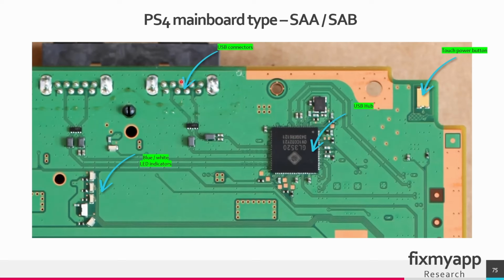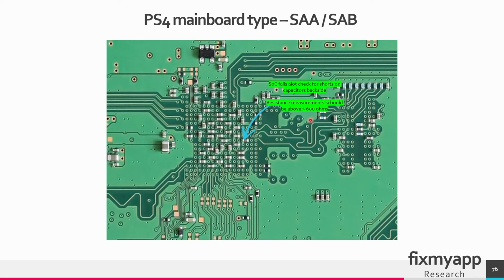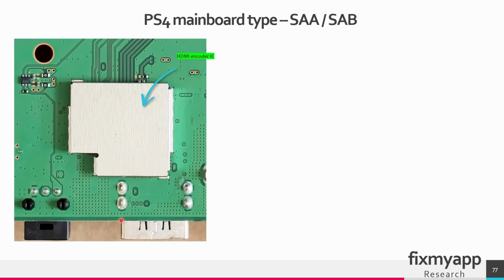So this USB connector 1 and 2 will go to this hub. From here it will go to the Southbridge. Here are the LEDs located. On this main board there is no connector for the power button, but there is a touch power button. So when you touch this button, it will turn the console on. So this is the back side of the Southbridge. If there is a short here, most probably your Southbridge is faulty. This is the HDMI connector, and behind this shielded plate there is the HDMI encoder IC. In the next slide we will go to a different type of mainboard.